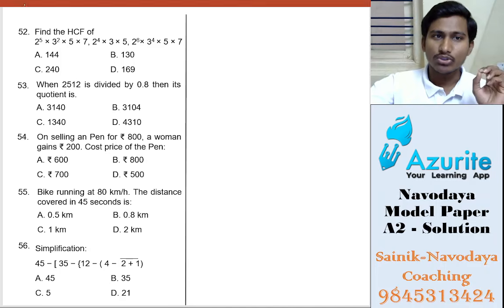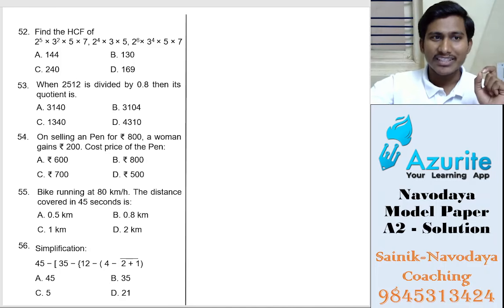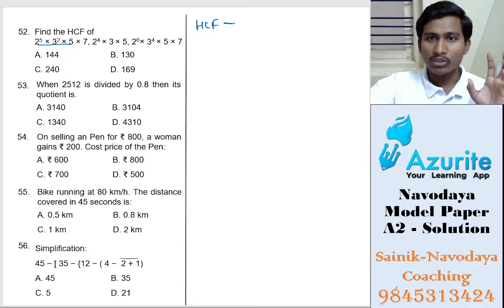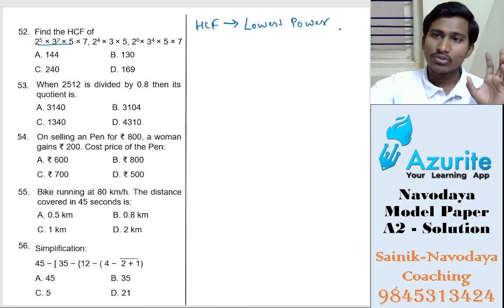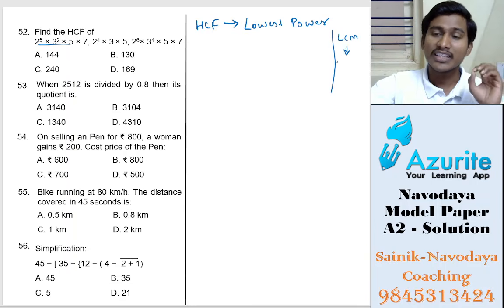So now question 52. What is it? We have to find the HCF in power notation. To find the HCF, remember this: in power notation, take the lowest power. And if you want to find the LCM, also remember, you have to take the highest power.